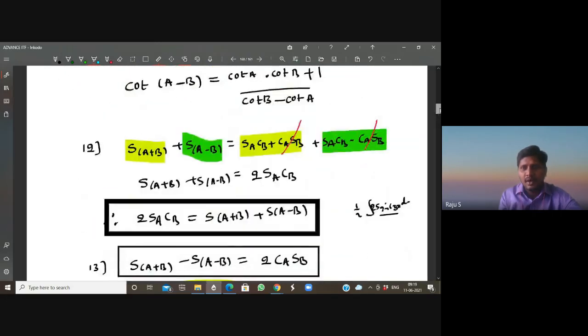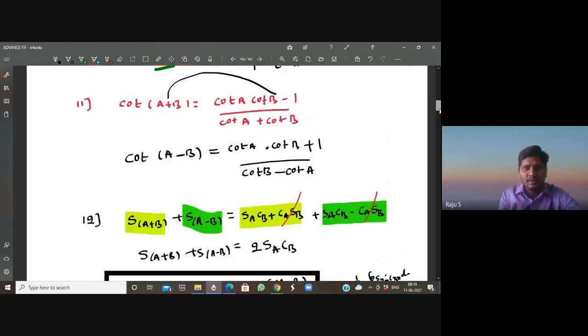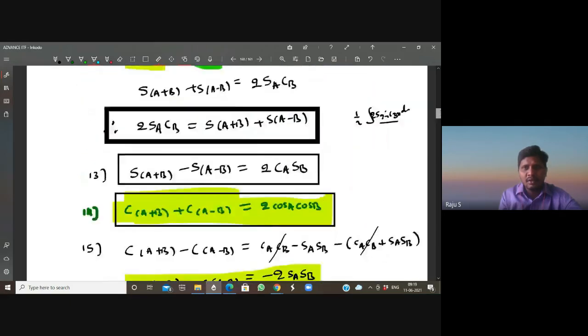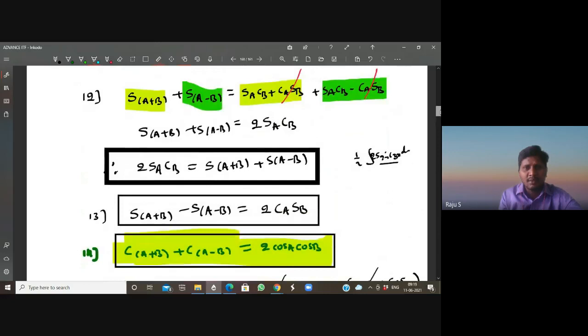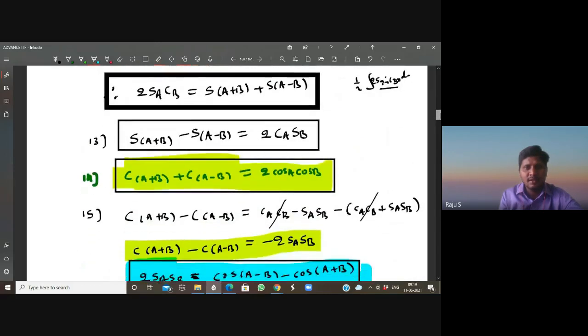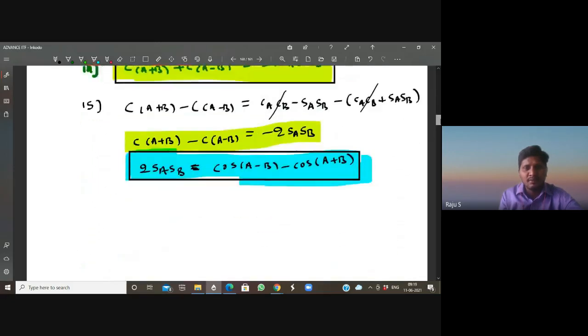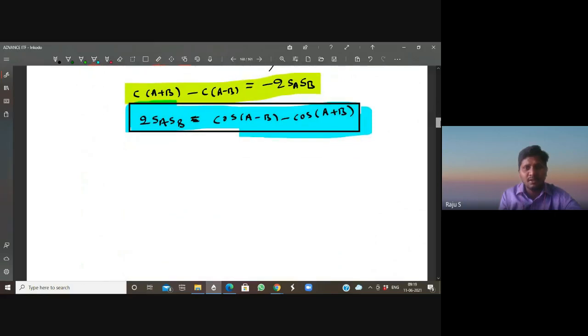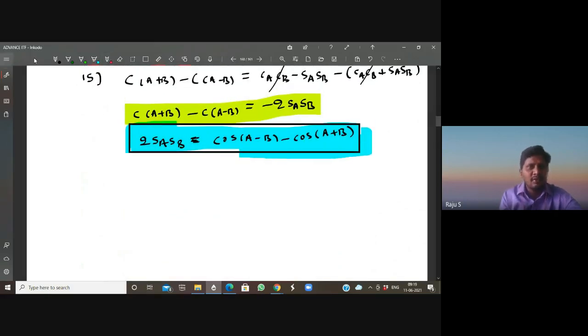Next, I have written clearly here: sin(A plus B) plus sin(A minus B), sin(A plus B) minus sin(A minus B), cos(A plus B) plus cos(A minus B), cos(A plus B) minus cos(A minus B). Okay, fine.